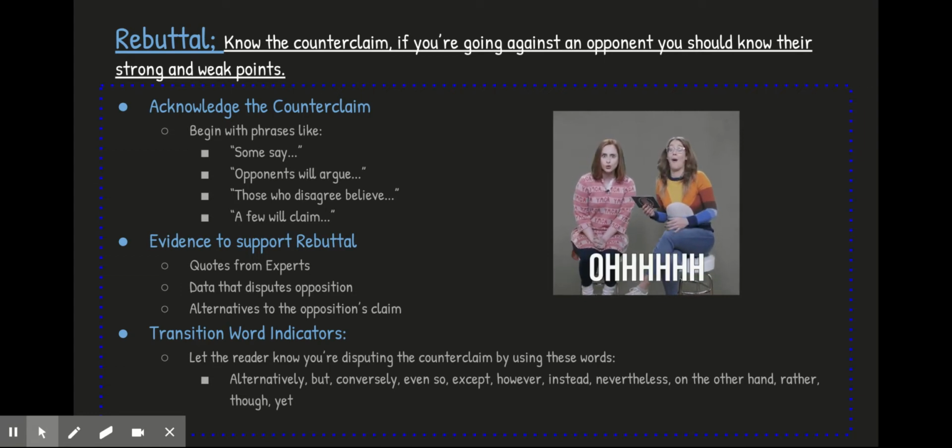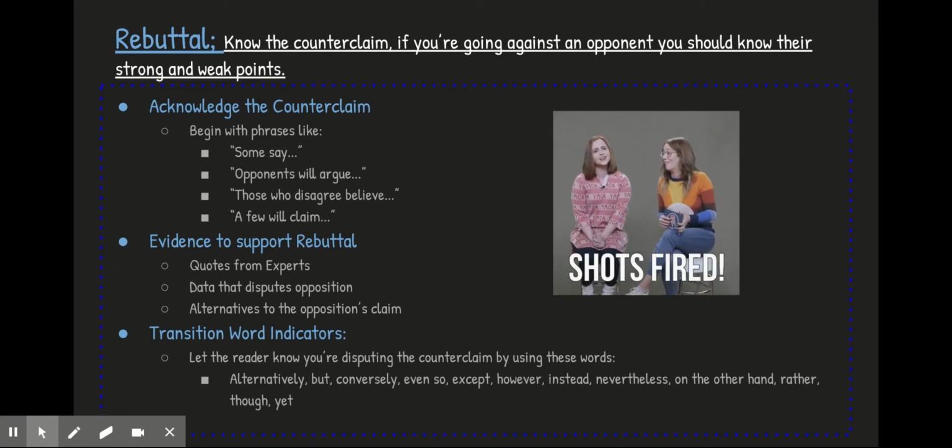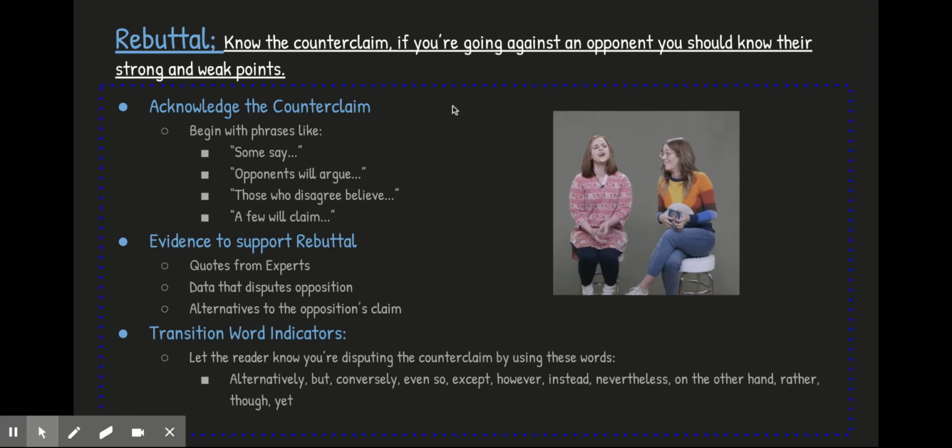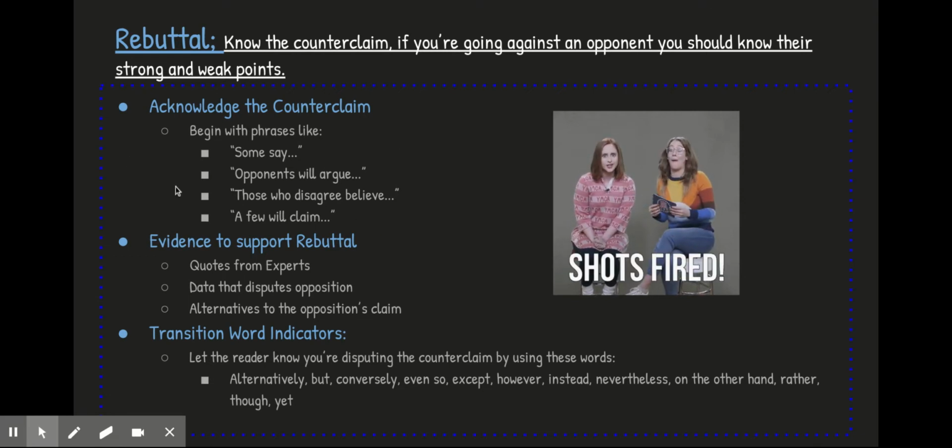But whenever you're writing your paragraph, the first thing that you need to do is acknowledge the counterclaim. I know it's going to drive you crazy acknowledging what the other guy thinks in the beginning of your paragraph, but that's the entire point of an argument essay. If you don't acknowledge the other side, then it's just a persuasive essay. So your first line is going to be acknowledging the counterclaim.